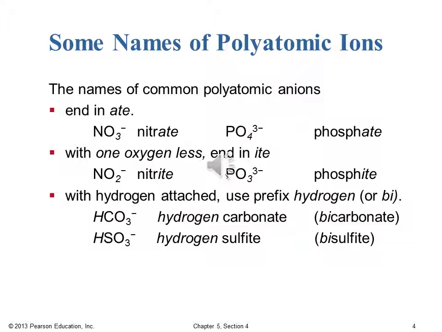If we have hydrogen attached, we use the prefix hydrogen or bi. So HCO3 minus is hydrogen carbonate, or bicarbonate. Don't mix them up. Officially, according to the International Union of Pure and Applied Chemistry, the official name is hydrogen carbonate, but you'll still see bicarbonate quite a bit in that example. For HSO3 minus, that's hydrogen sulfite, also known as bisulfite. Of course, if you didn't have the hydrogens there, carbonate would be CO3 2 minus, sulfite would be SO3 2 minus, and you would just use the regular naming rules there.